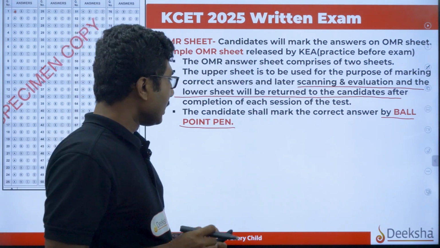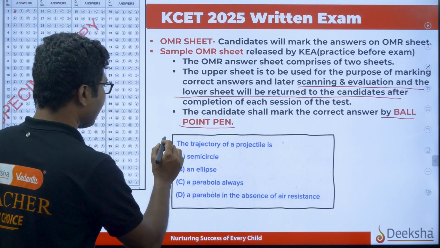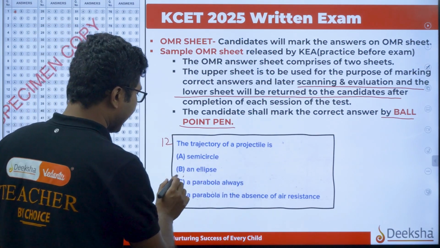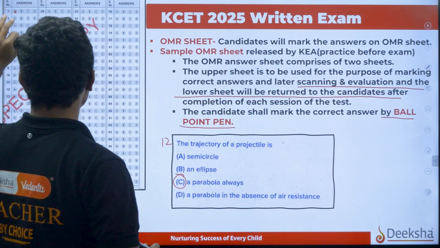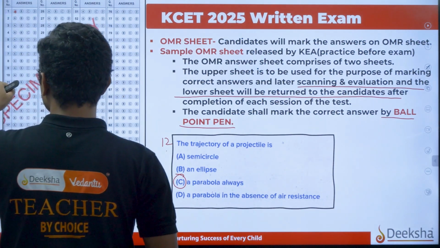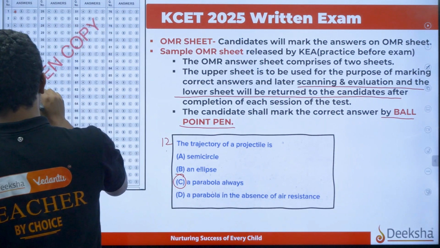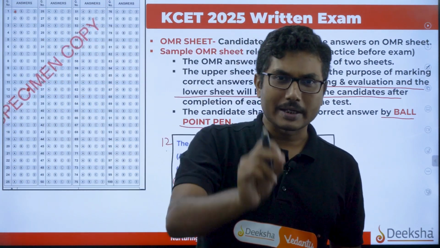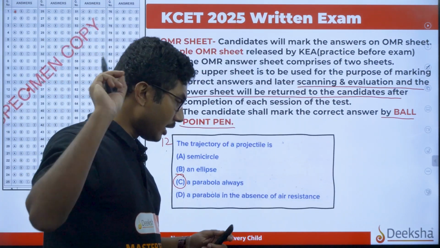Suppose there is a question, say question number 12, the trajectory of a projectile is, and the correct answer is option C. How can you mark it in the OMR sheet? You go to question number 12, find option C, and mark it using a ball point pen. No other pen is allowed. You have to mark it using a ball point pen only.